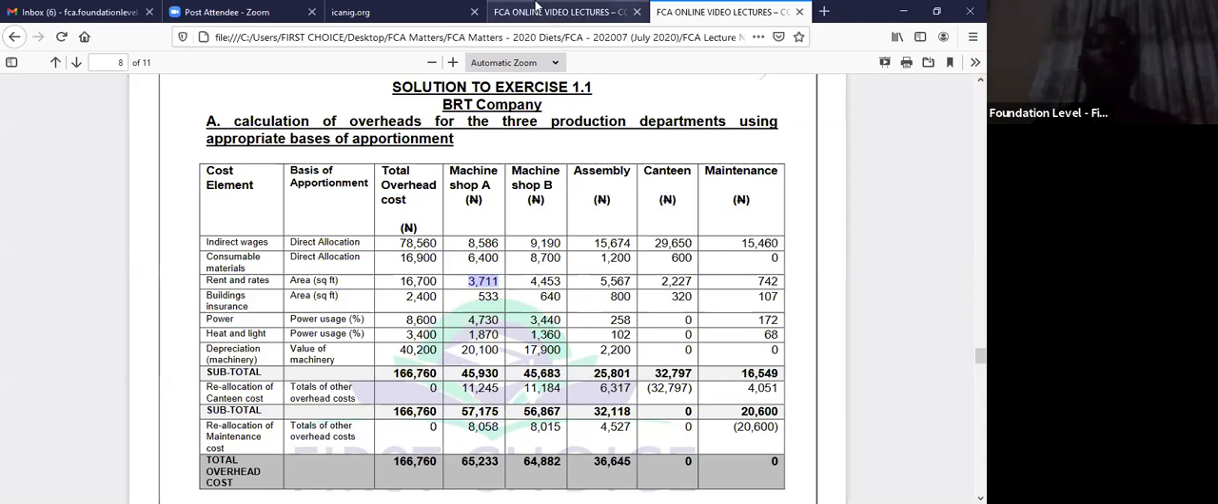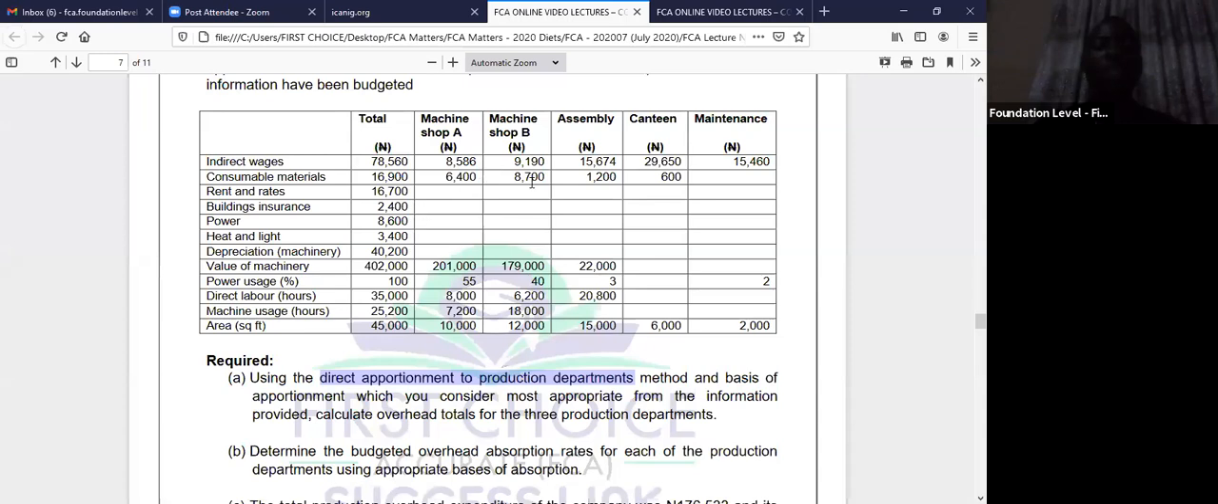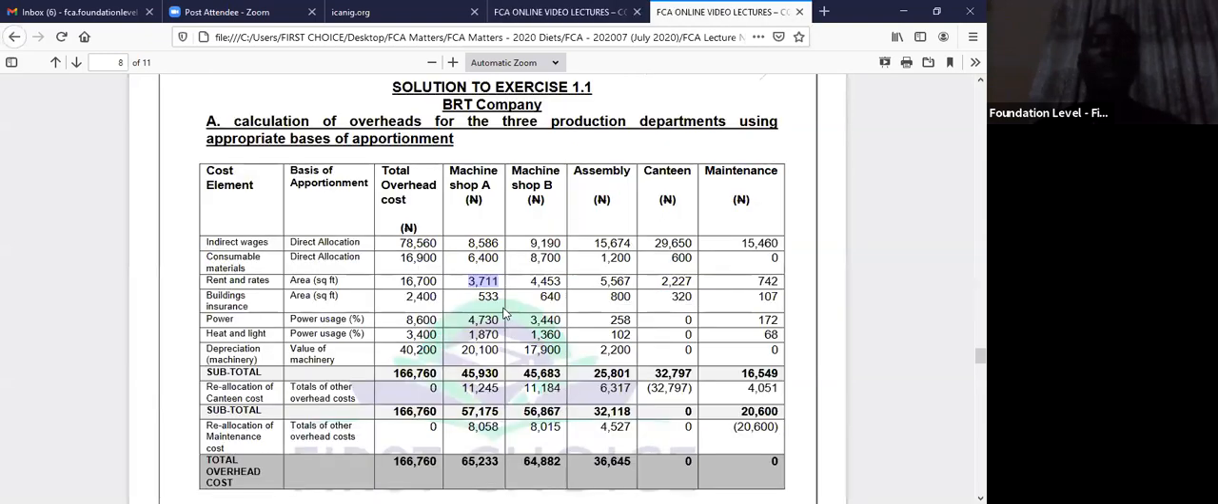If you want to do the second one, which is machine B, all you need to do is look at the floor space for machine B, 12,000 divided by the total floor space, 45,000, multiplied by this 16,700 they are looking for. That gives you 4,453. That's how it's been done. So using that same method, you do assembly, canteen, and maintenance.